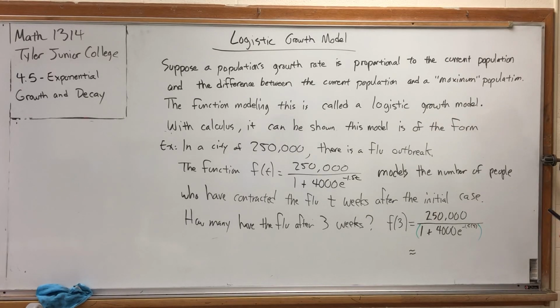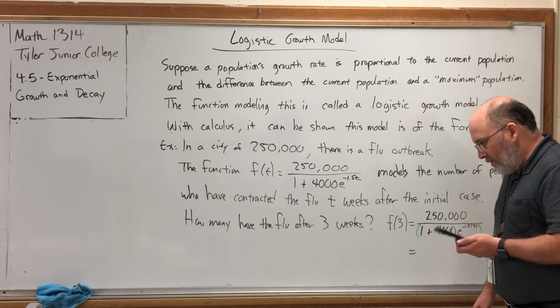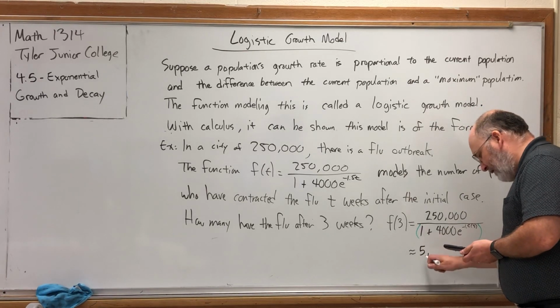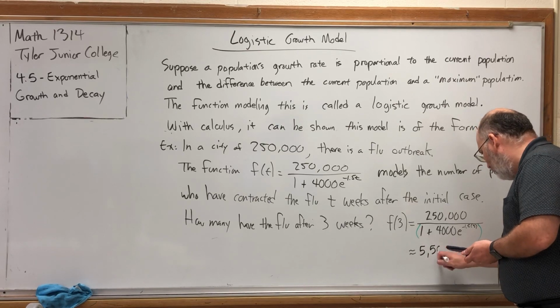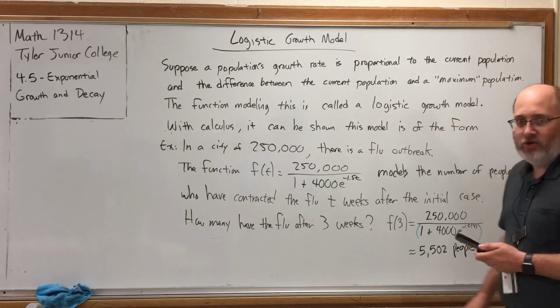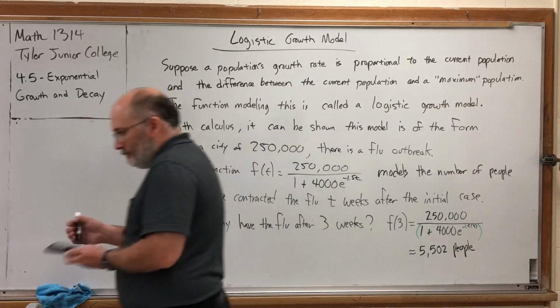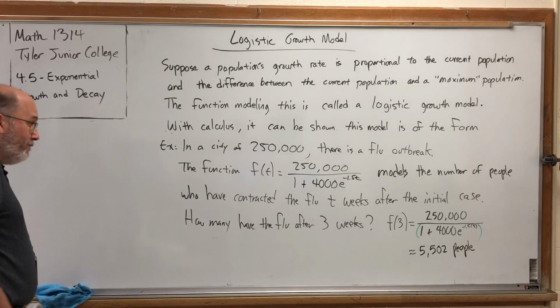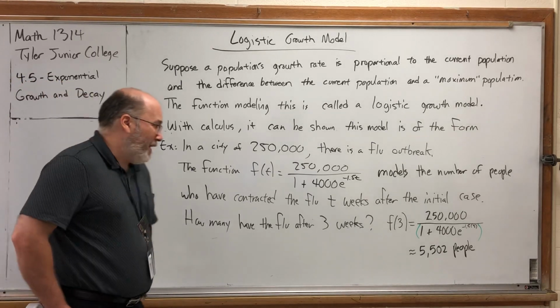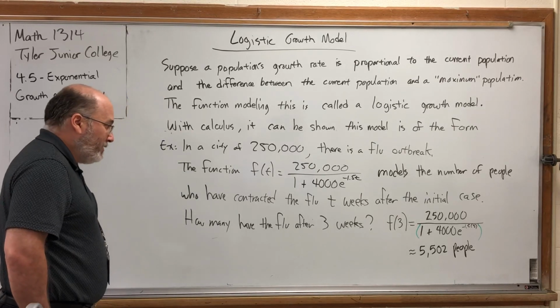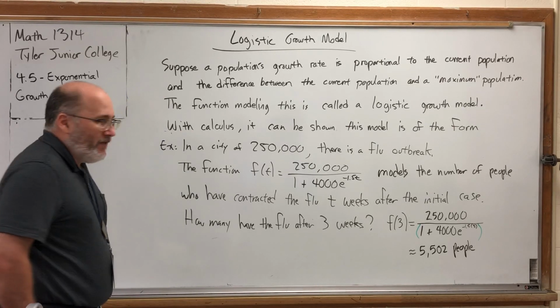One person has the flu, start the clock. 3 weeks later, if no preventative measures are taken, according to this model, 5,502 people. Well, that got out of control quickly. If no preventative measures are taken. Gee, I wonder how long it would take for half the population to get the flu if no preventative measures are taken. That sounds like a good question to answer in the next video.